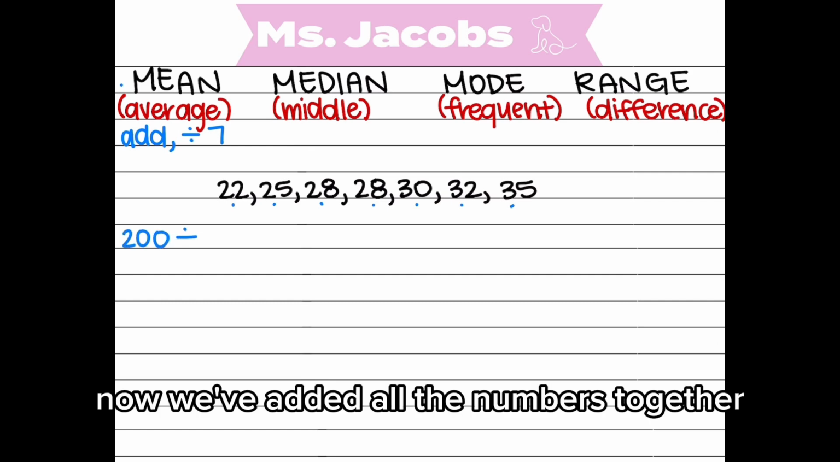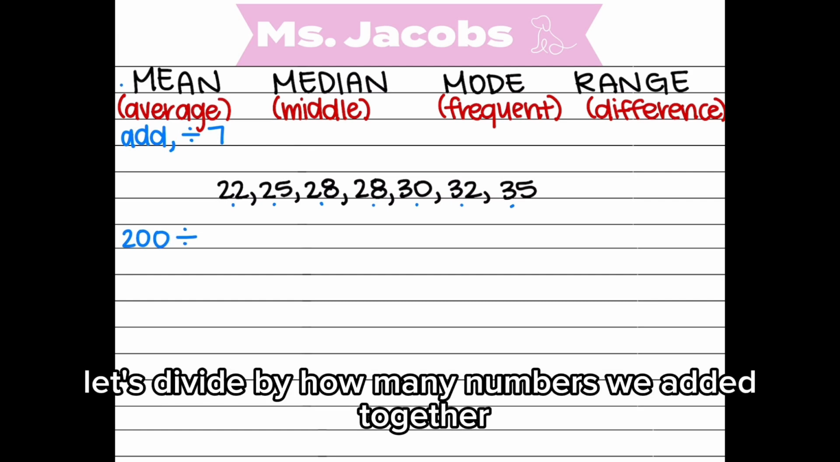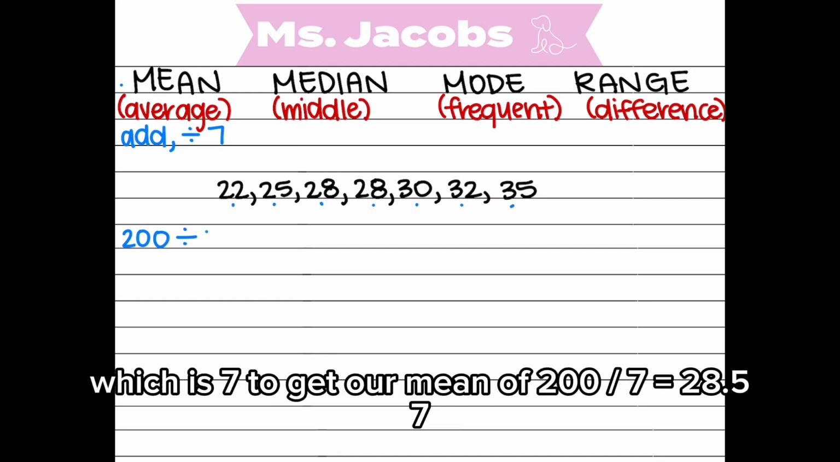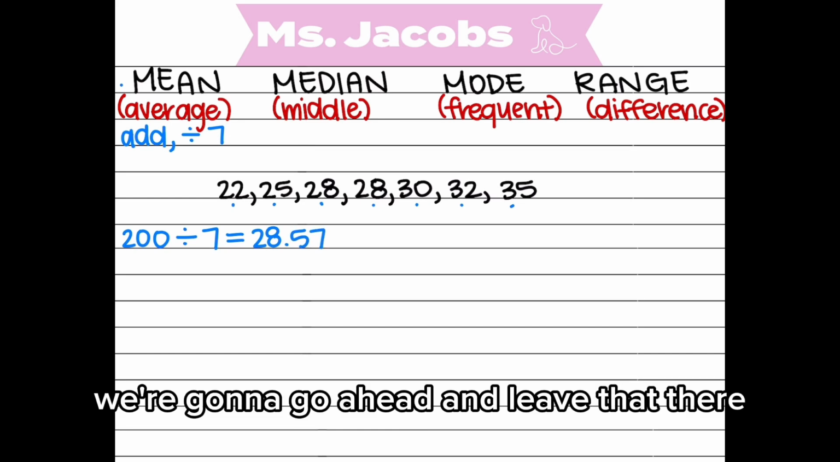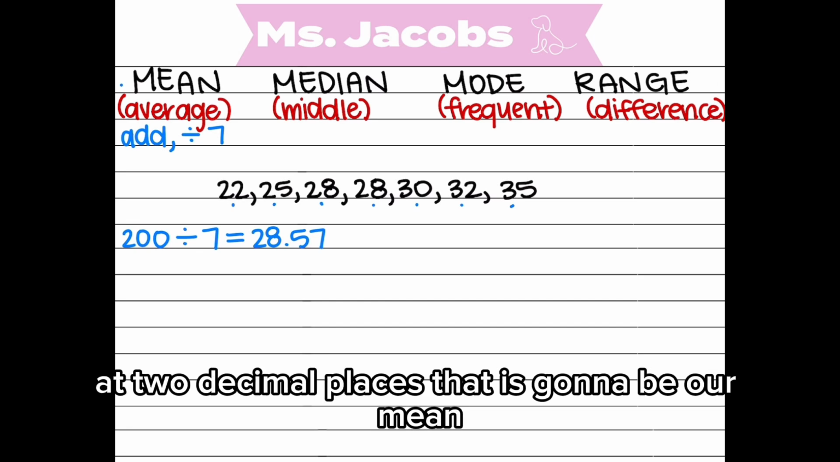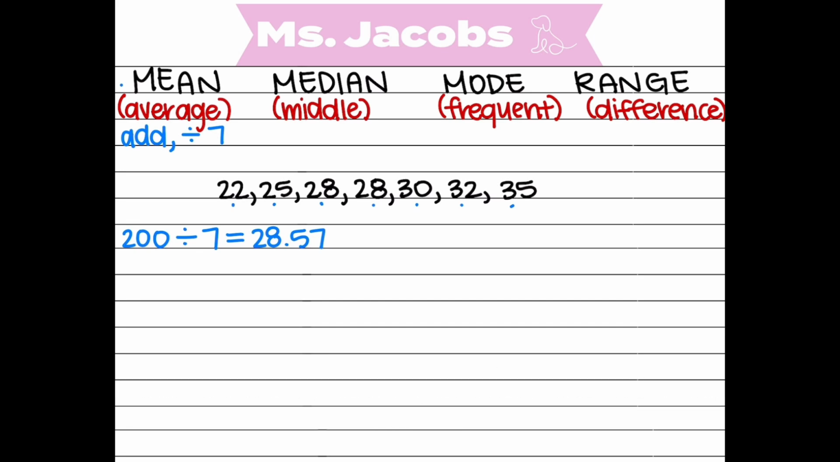Now, we've added all the numbers together. Let's divide by how many numbers we added together, which is 7, to get our mean of 200 divided by 7 equals 28.57. We're going to go ahead and leave that there at 2 decimal places. That is going to be our mean.